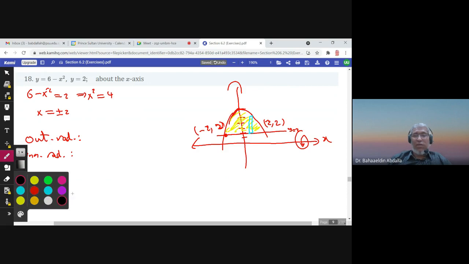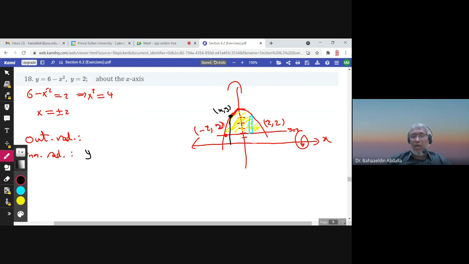Well, the outer radius is the distance from the axis of rotation to this curve, the outer curve. And this distance is, notice that this point is x, y. So this distance from here to here is y of the curve. So this point is x, y. So if you give me negative 1, for example, this would be the y of negative 1. So this distance is y. So that's the outer radius.